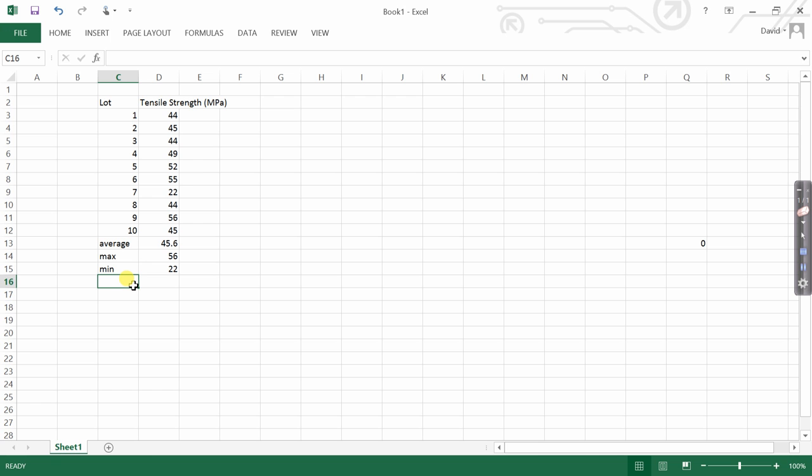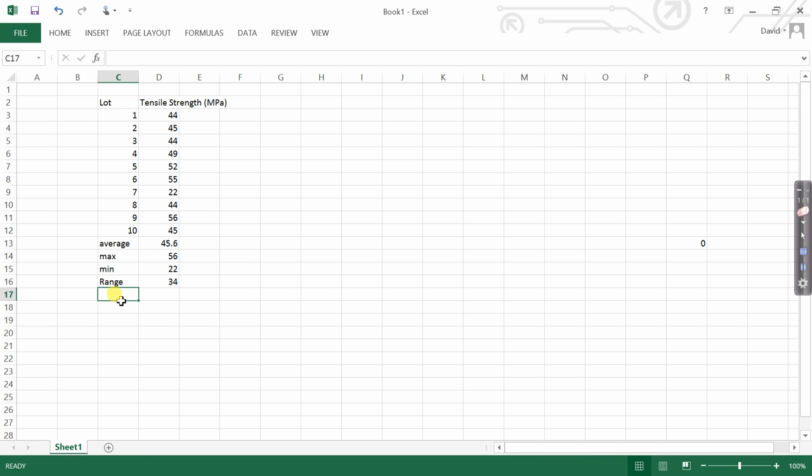Now, why did I look for max and min? I wanted to know my range. There's no Excel function to tell you the range of a data set, but you know that range is max minus min. So we can simply say equals, and then parenthesis, our cell for max, D14, minus our value for min, close parentheses, boom. So we have a range of 34 megapascals, quite a spread.